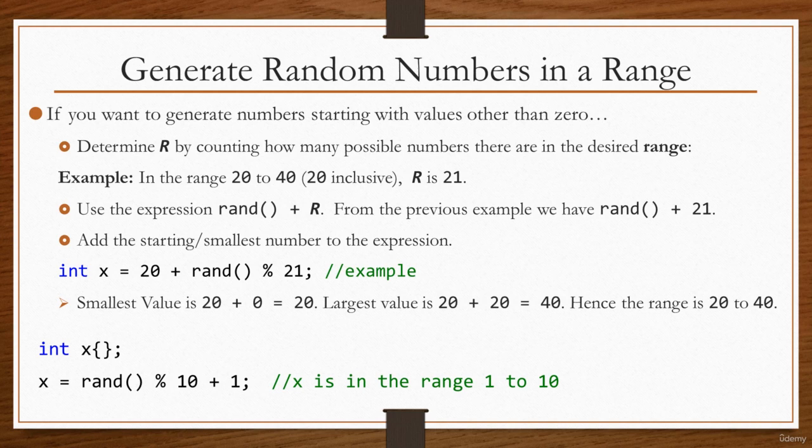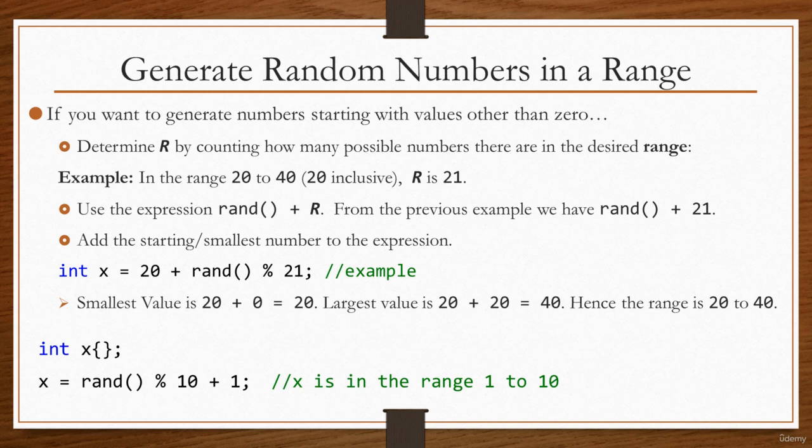How does this calculation work? Well, the smallest value is 20 plus 0, which is 20. So remember, when we do the rand function with the modulus and that r variable, so in this case 21, that can return 0 to 20. So if that is 0, then our minimum number that we'll get is 20. But we can also get up to 20 from that calculation. And 20 plus 20 is 40. So that is how we can get values in the range 20 to 40.